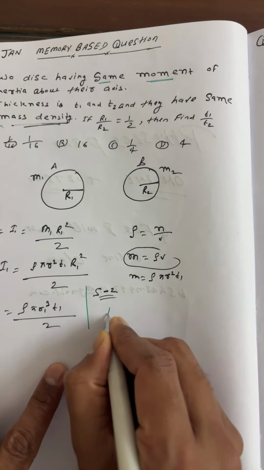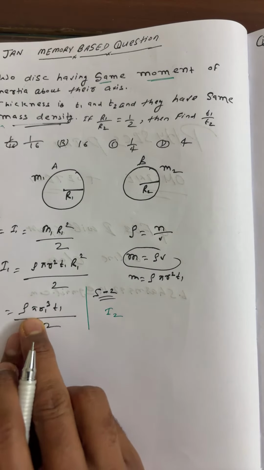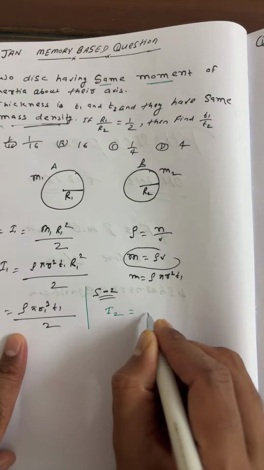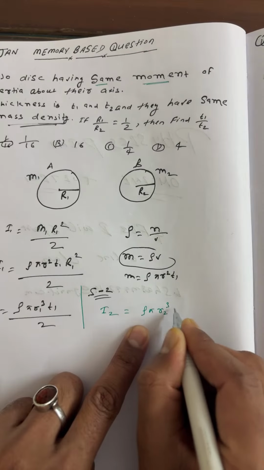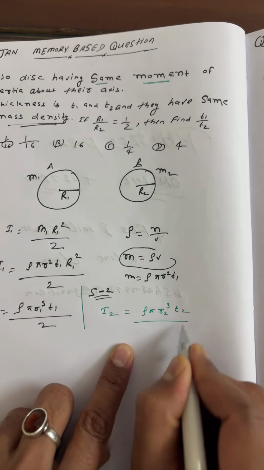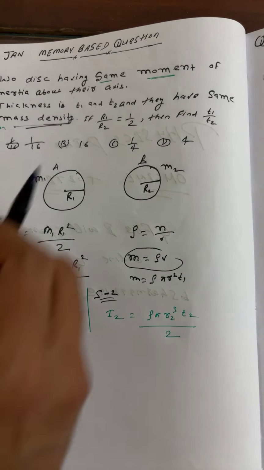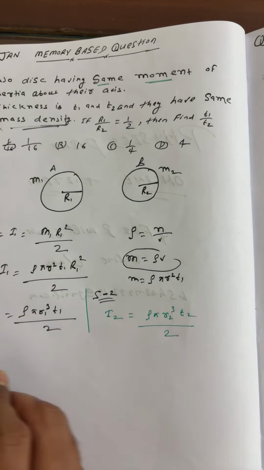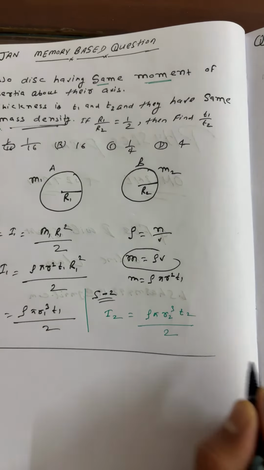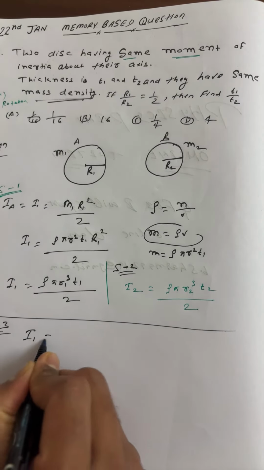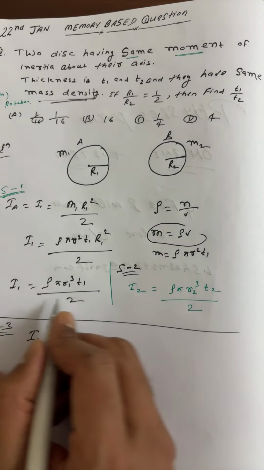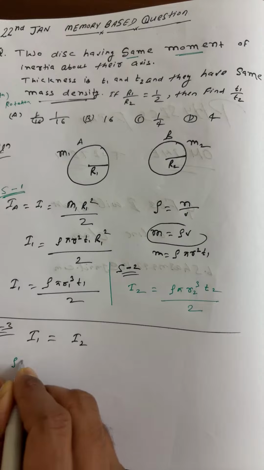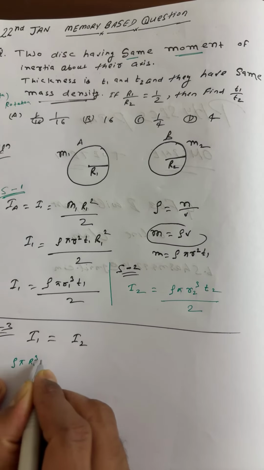What I'll write for I2: similarly, I'll use the same formula. So I2 I can write as rho pi by 2, R2 to the power 4, into T2. Students, you know the question mentions the same moment of inertia. So step 2 is finished. Now this is step 3. I'm going to equate the moment of inertia I1 equals I2. Now I1 is what we already found, rho pi by 2, R1 to the power 4.